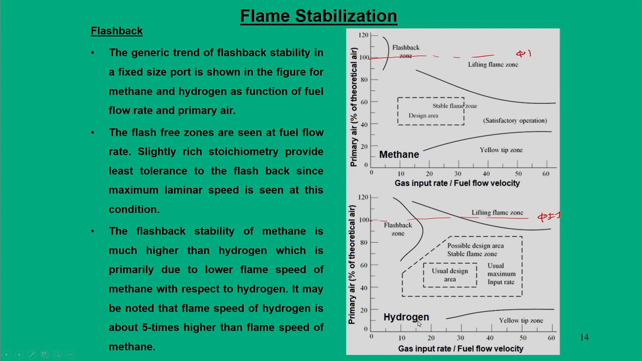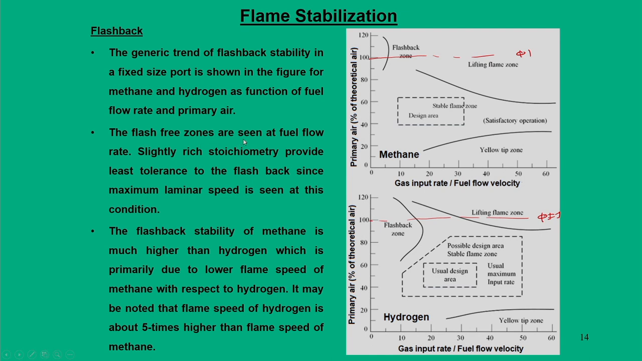But if you look at hydrogen, it has a larger domain of flashback zone, which means that the safest zone has to be shifted further. So, this is one aspect that the design criteria of the gas burner has to follow. The generic trend of flashback stability in a fixed size burner is shown in this figure for methane and hydrogen, and they are essentially a function of fuel flow rate and primary air.